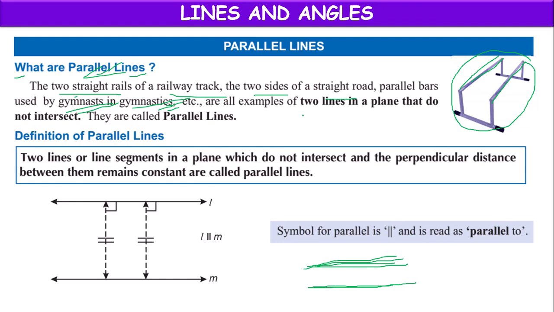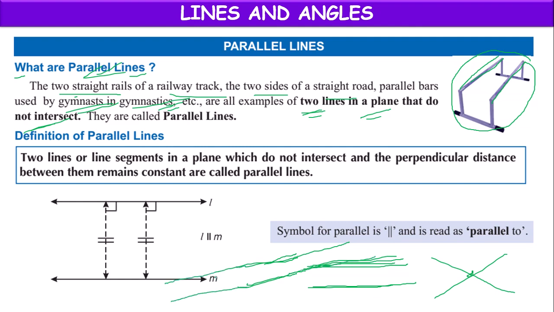Parallel lines means two lines in a plane that do not intersect. If they intersect with each other, they will be called intersecting lines. But two lines lying in the same plane, though they are extended in any direction, never intersect. That kind of lines are called parallel lines.